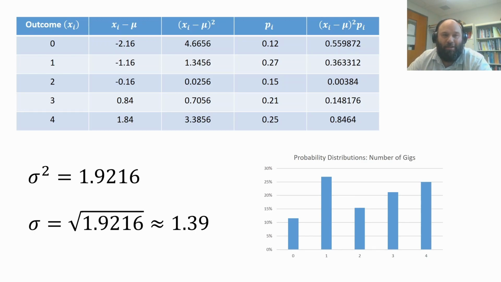So bottom line, we expect to have about 2.16 gigs per weekend on average over the course of the next year. And we expect most of our weekends will have between 2.16 minus 1.39 and 2.16 plus 1.39 gigs, whatever those two numbers are. What do we mean by most? Well, it kind of depends on the distribution. We're not going to get too much into that in this course.